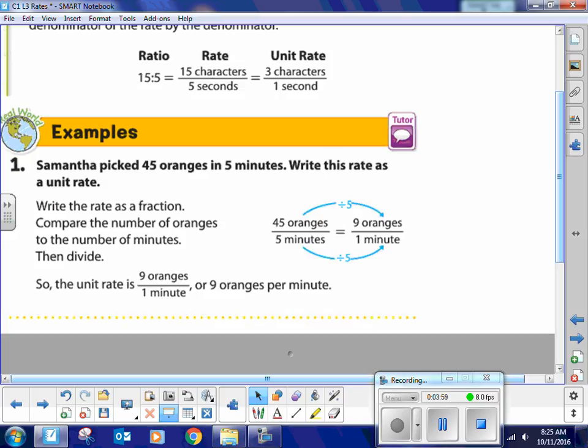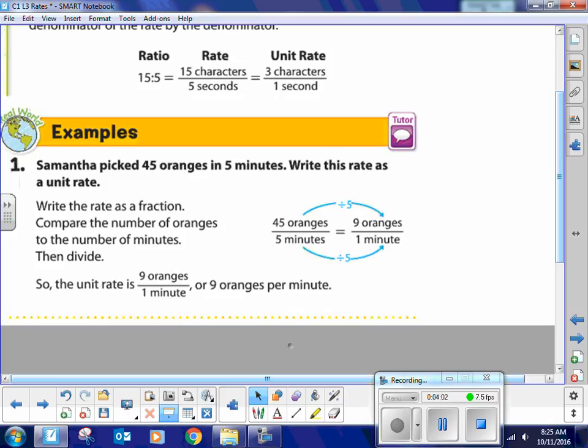Here's one example. Samantha picked 45 oranges in 5 minutes. Write this rate as a unit rate. We write the rate as a fraction first. We want to put oranges to minutes. Remember, it asks oranges in minutes. You compare the number of oranges to the number of minutes, then divide. 45 oranges in 5 minutes. To get this down to 1 minute, you divide everything by 5, and you get 9 oranges in 1 minute. So the unit rate is 9 oranges in 1 minute, or 9 oranges per minute.